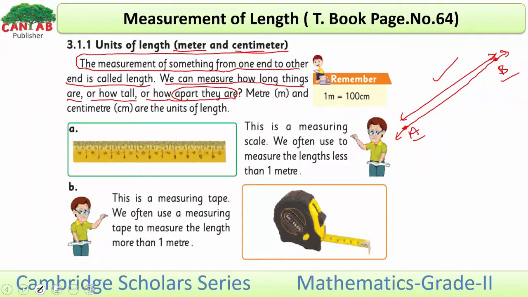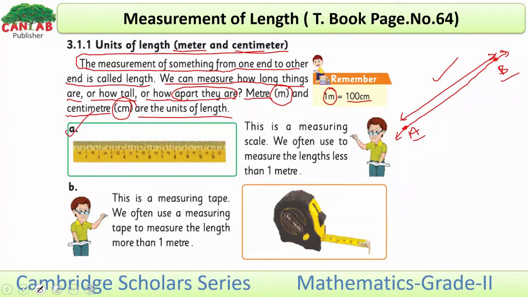We use meter, small m for meter, and for centimeter cm. These are the units of length. Remember one thing, 1 meter is equal to 100 centimeter.